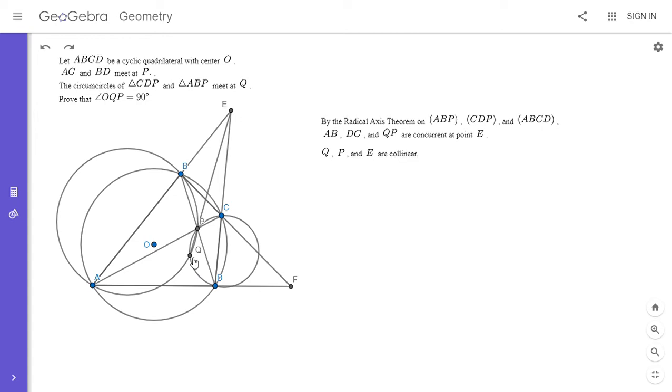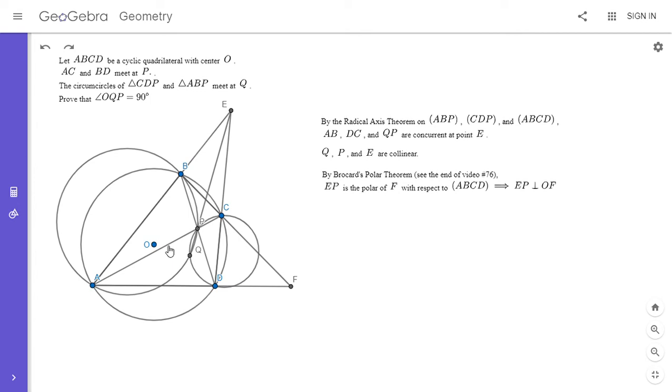All right, so we're getting close to solving the problem already, because line EP is the polar of F by Bricard's polar theorem. Since EP is the polar of F with respect to the circle ABCD, that means EP has to be perpendicular to OF. So if we want to show angle OQP is 90 degrees, that's essentially equivalent to showing that OQ and F are collinear, because we know that EP is perpendicular to OF.